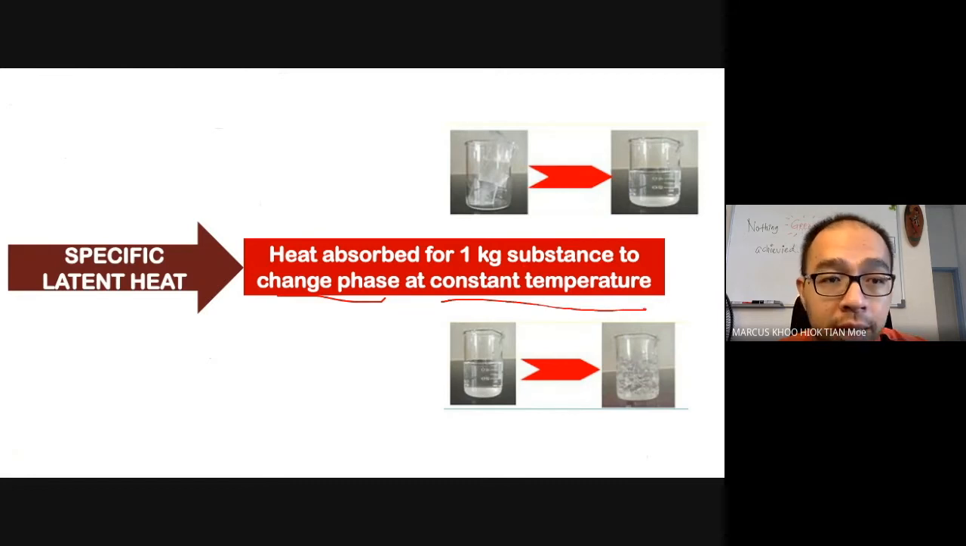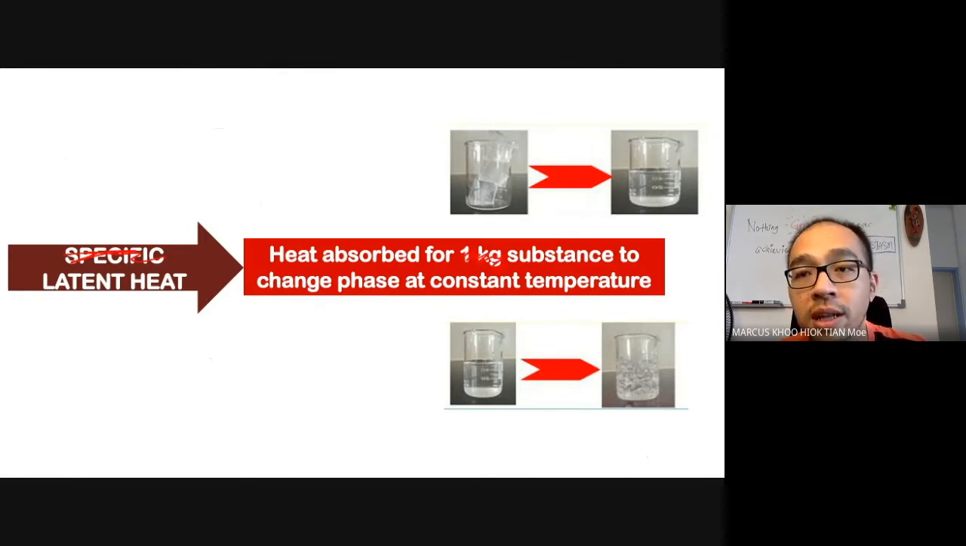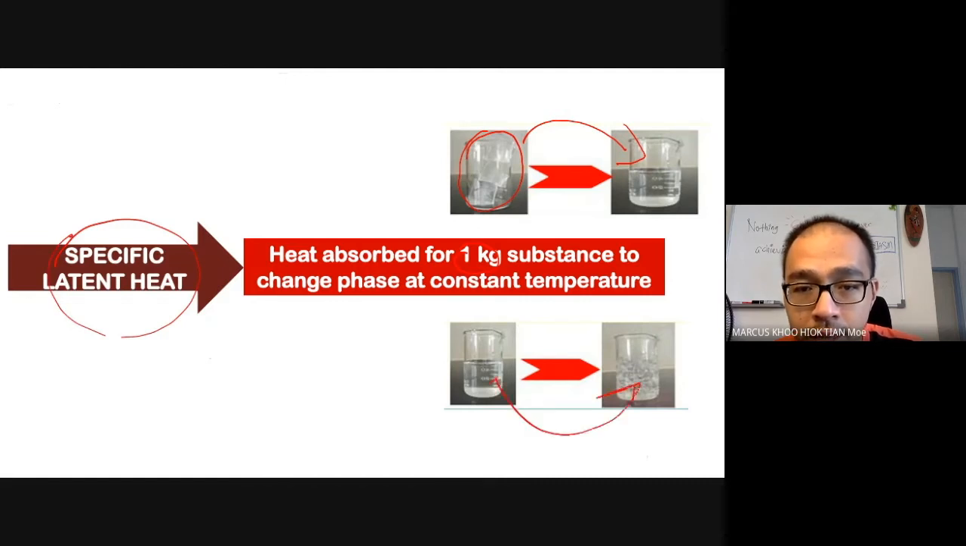If there is no specific here, then you just take away the words 1 kg: heat absorbed for a substance to change phase at constant temperature. That's latent heat. But when you have specific latent heat, you add the words 1 kg of substance. 1 kg of ice changed to water, how much is the specific latent heat? 1 kg of water changed to ice, how much is the specific latent heat?